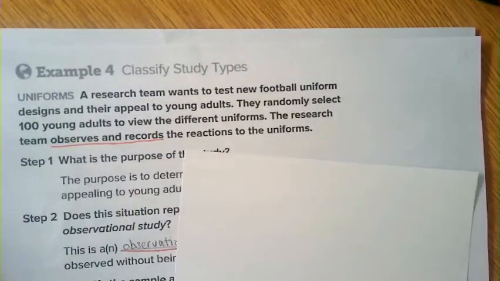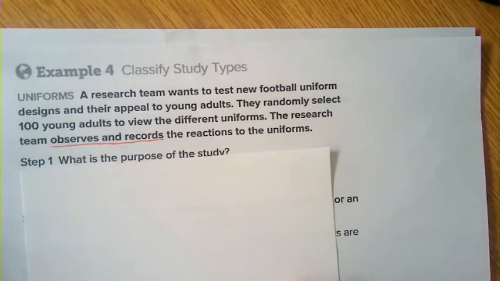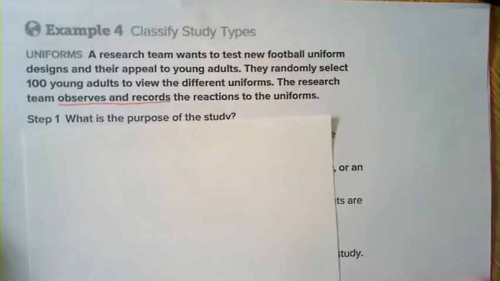All right, let's identify different types of studies. So in this case here, a research team wants to test new football uniform designs and their appeal to young adults. They randomly select 100 young adults to view the different uniforms, and the research team observes and records the reactions to the uniforms. What's the purpose?